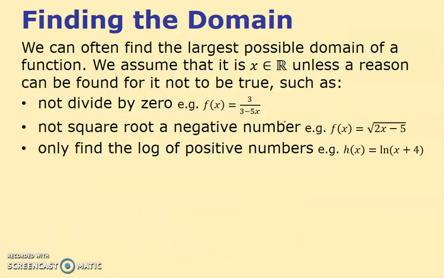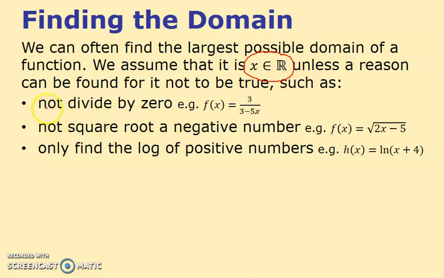So we are often asked to find the largest possible domain. Very often it's actually all values, and of course we write that in a posh way: x belongs to the real numbers, which means all possible values. Real numbers are all values that you can think of. So unless we've got a good reason to suggest otherwise, we assume the largest possible domain of any function will be all numbers. Now there are some exceptions to this.